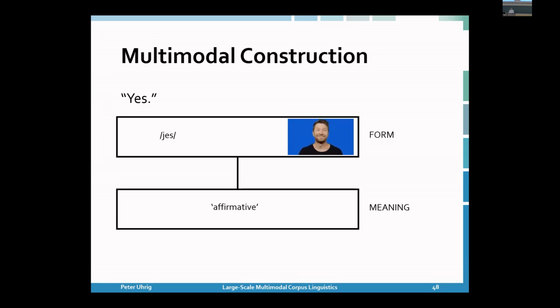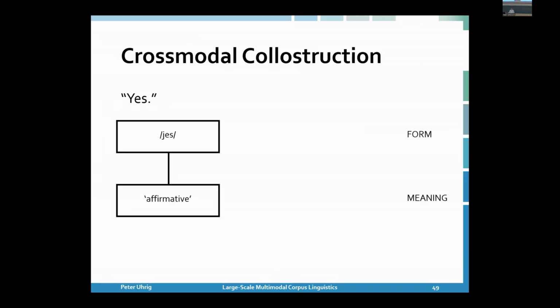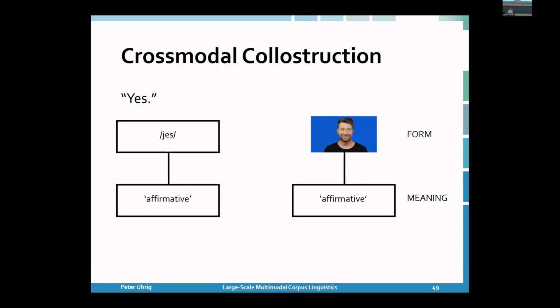And I would actually be in favor of saying, no, that's not one construction. We have two individual constructions, one affirmative construction that is yes verbally, and one affirmative construction that's nodding. And we know we can use both of them separately, but very often we use them together. We need to model somehow that we can actually use them together. And I suggest we use something called a cross-modal construction. That's a term that I coined to work with this phenomenon.